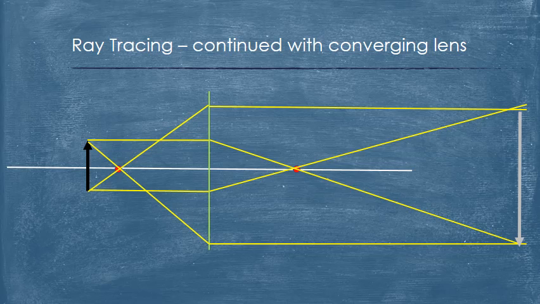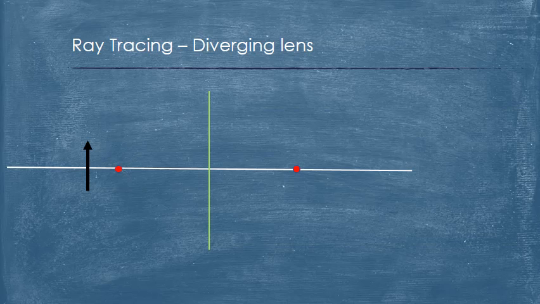And you definitely see that the object is inverted. It is definitely larger than before. And it's still a real image. Okay, diverging lens. So on a diverging lens, the focal lengths are negative.